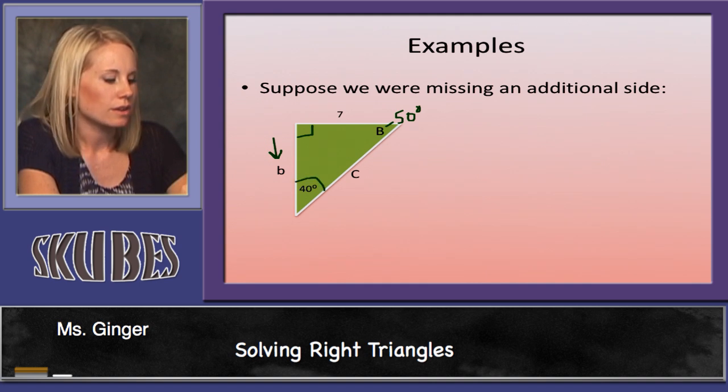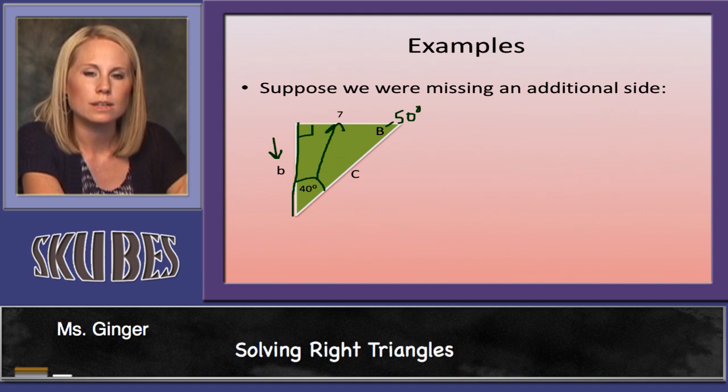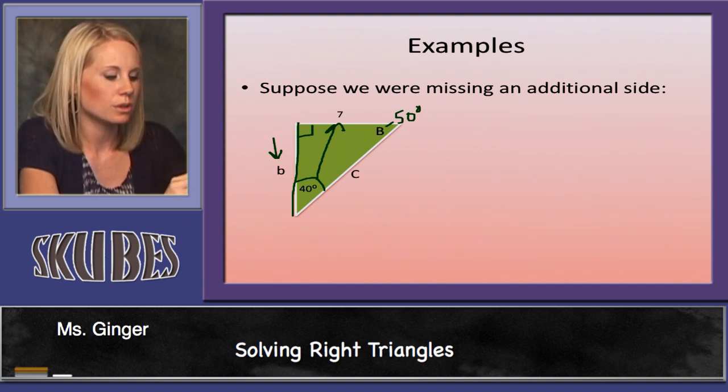I have this angle here. I have the side opposite of this angle, and I want the side that's adjacent to this angle. So think about opposite and adjacent and which trig ratio that would be talking about. So I know that's tan. So I'm going to set up a tan equation here.